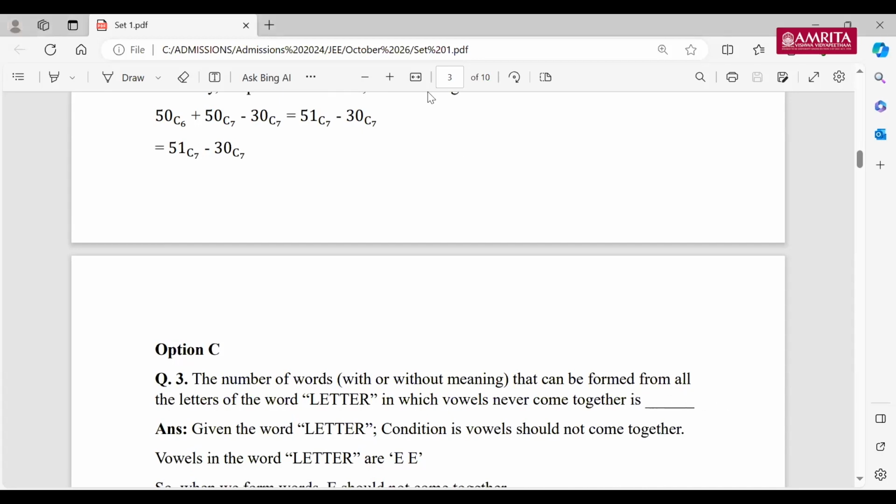So I would request everyone who is here to just start doing the question. It's the same model of question, but the key factor here is they've given a statement that vowels should not come together. So I am going to form as many words as I can, with or without meaning, with all the letters of the word LETTER given in the question. And I want to take care of one thing, that the vowels should not come together. So you need to first identify the vowels here. There are two, E and E, which are the vowels. So whenever we form the combinations, we need to think that both the E's should not be together.